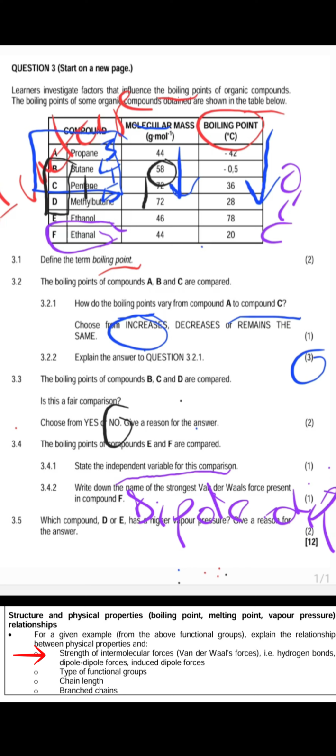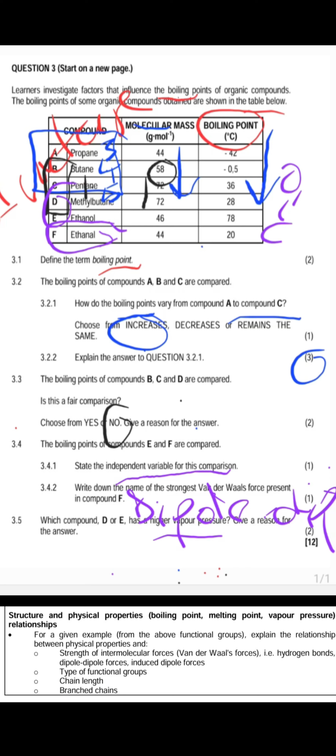Now they say 3.5. Which compound, D or E, has a higher vapor pressure? Give a reason for your answer. Well, what you'll recognize here is that D has a lower boiling point. Since it has a lower boiling point, we know that in the definition of boiling point there is something called vapor pressure. So the higher the vapor pressure, the lower the boiling point. So D in this regard will be the solution.